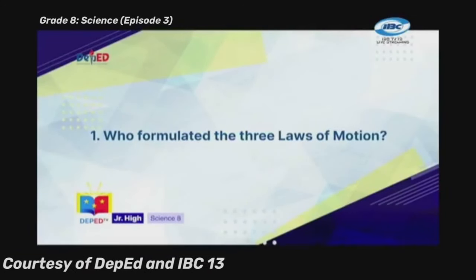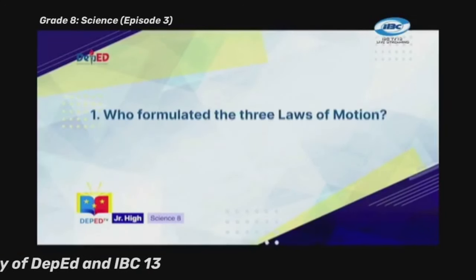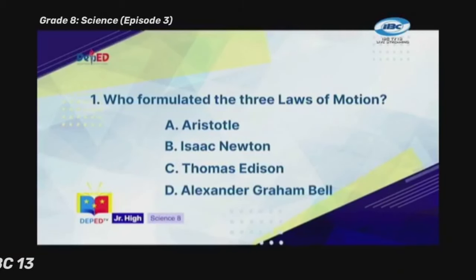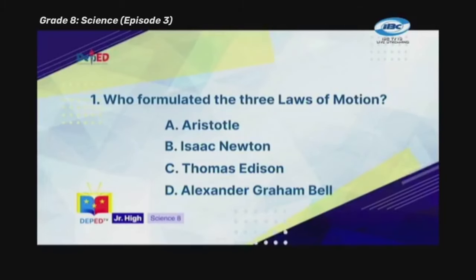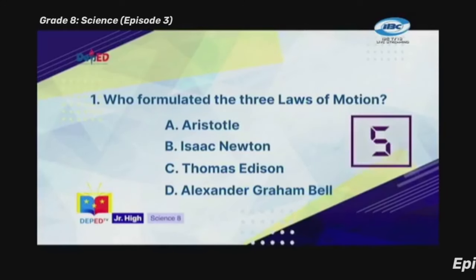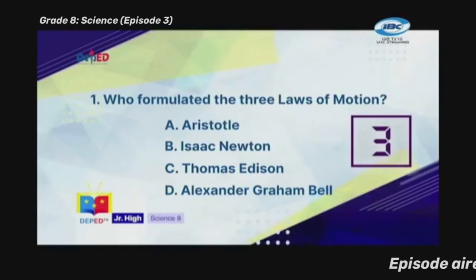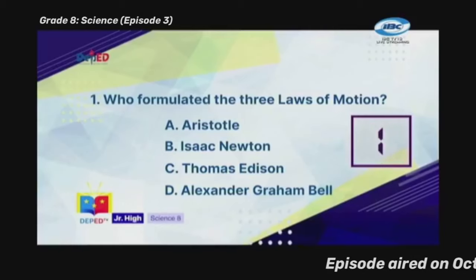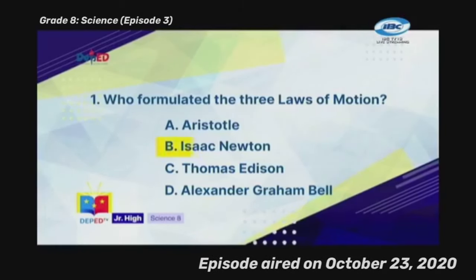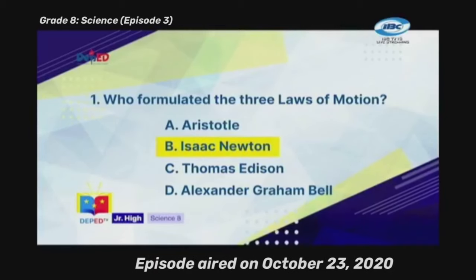Who formulated the 3 laws of motion? A. Aristotle. B. Isaac Newton. C. Thomas Edison. Or D. Alexander Graham Bell. The correct answer is B. Isaac Newton.